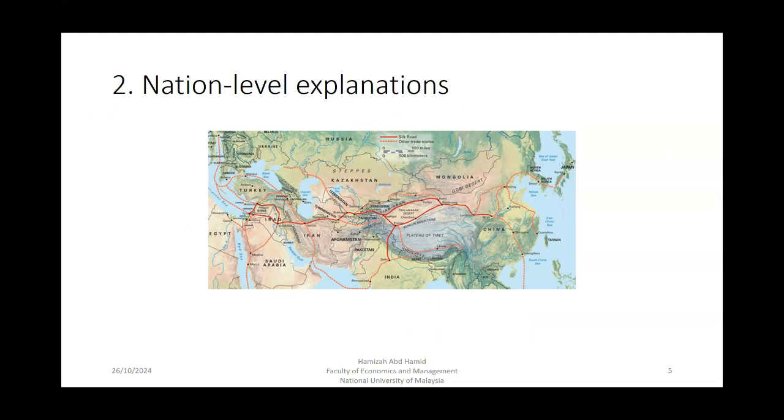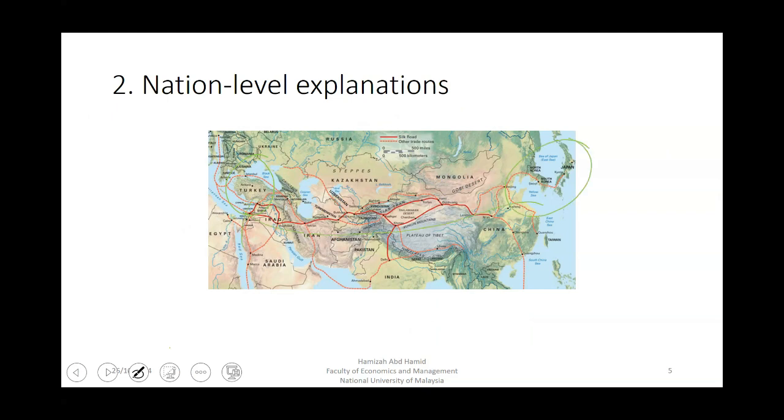We have discussed this in the last few weeks. International trade has been happening for a very long time, hundreds, thousands of years back. Firms do not internationalize, firms do not compete. What has been competing are the nations. Nations trade with each other, from one country to another through various trade routes.